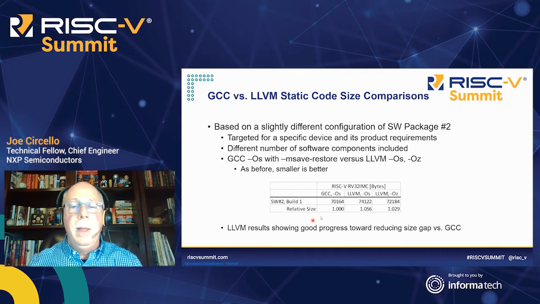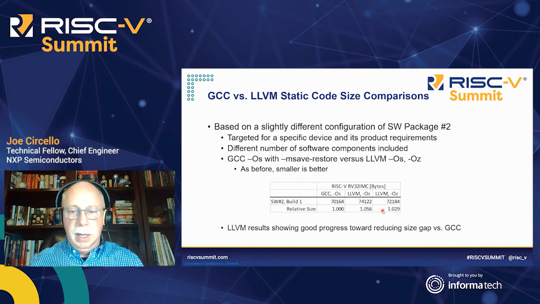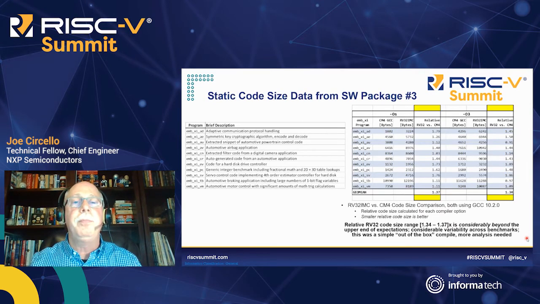So you can see that, again, using the GCC as the baseline, LLVM Os by itself was about 6% larger, and the Oz optimization level, which essentially is Os plus Msave Restore plus a bunch of other things, reduces the gap down to 3%. So I think we would say that we've basically been seeing fairly good progress from the LLVM compiler work in terms of reducing the static code size gap versus GCC.